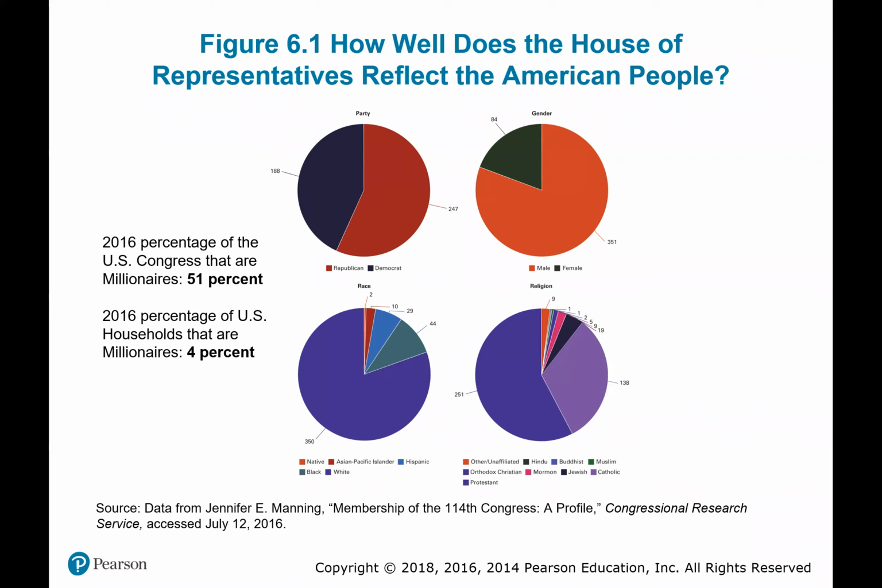And as you look at the different other demographics, such as race, it's vastly white, though that's gotten slightly better the last 2 Congresses. And religion, it's not representative either. You have a massive Protestant representation and Catholic, and everything else is very small.